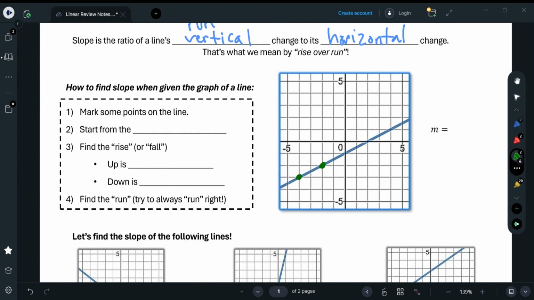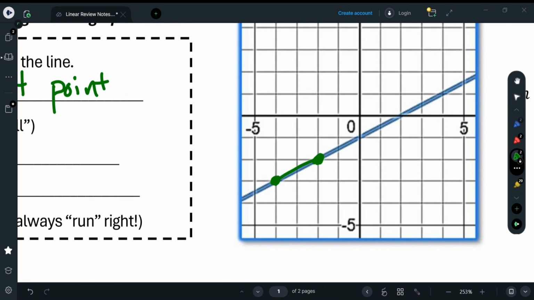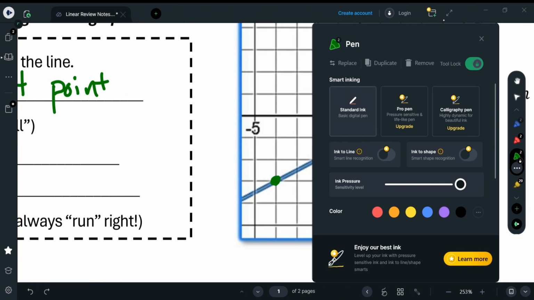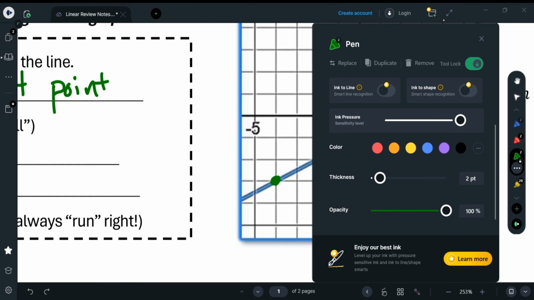Start from the left point. You know what? When we read graphs, we do it just like we're reading a sentence on a piece of paper, just like we're reading a book, from the left to the right. We always want to go from left to right. So start from the point that's on the left, so that would be this one. Find the rise. How much are we going up or down to the next point? Well, to go from here to here, I'm going up, right? The graph is going up. So let me hold up. Let me make this smaller.